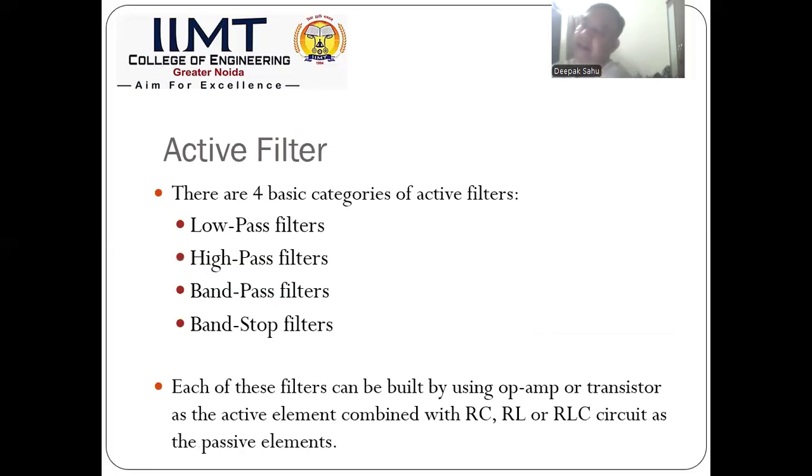Now, basically, active filters can be summarized in the form of these four categories: low pass, high pass, band pass, and band stop filters. Now, all four systems have an open loop gain, which is primarily shown by the symbol A naught, and RC-based networks, which help in frequency selection.